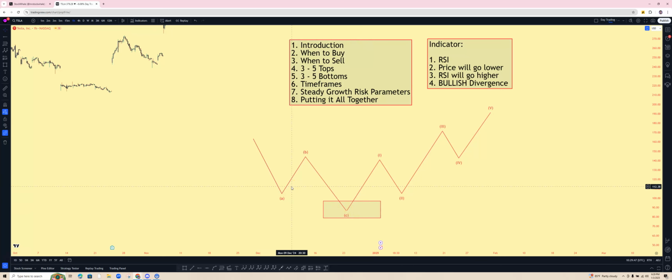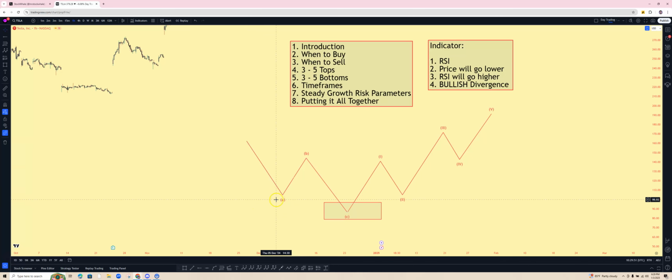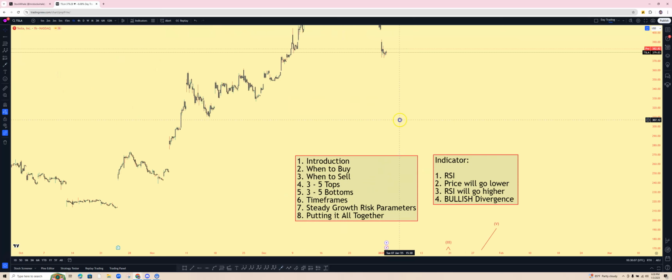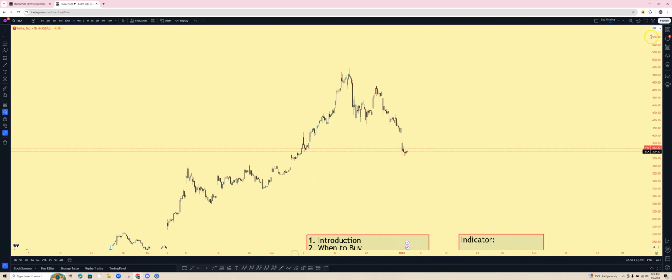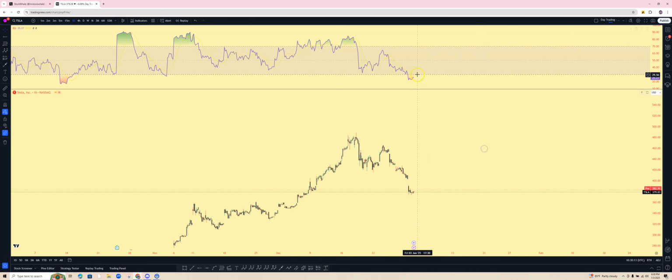In order to do that, we're going to use the same strategy. Price is going to go down like this, but the RSI indicator is going to go up, guys. RSI indicator is going up. It's literally the opposite of the 3-5 tops. We're going to do that for the 3-5 bottoms. Just to give you an idea, I'm going to do this analysis on Tesla for you to see. Take a look.